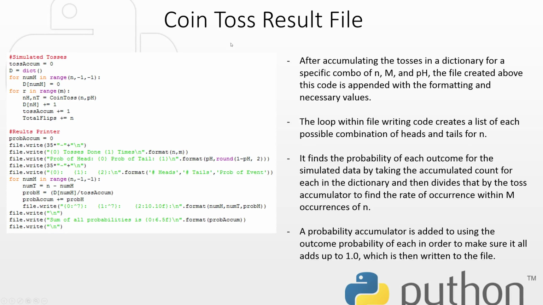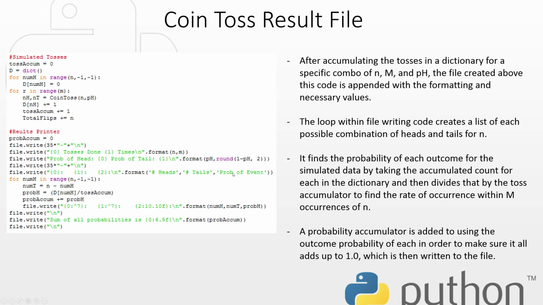Next, we have the coin toss result file. This is just below what I just showed you, as you can see. So it starts off with a probability accumulator, writes out the format that this will be going in. Here I have it round for the tails number, because I noticed that it was creating a float within the file, a very long float.